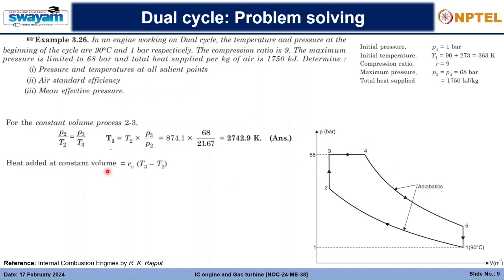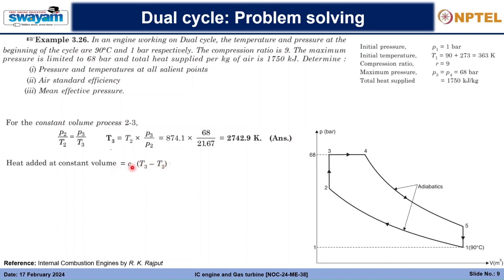So next we will see the heat added at constant volume, that is Cv (T3 minus T2). Now we know what T3 and T2 are, right? So we can use this expression. And why do we use Cv? Because this is a constant volume process, so we have to use the specific heat at constant volume, not the specific heat at constant pressure.